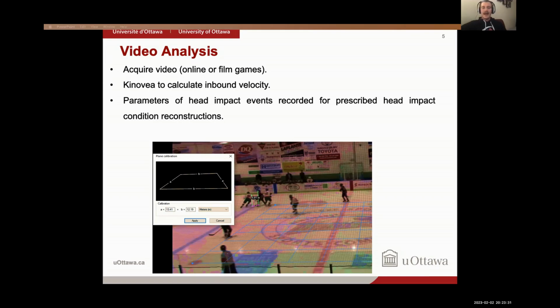And the parameters of the head impact are then recorded, and this allows us to do our prescribed head impact conditions. So the next slide is just an example of a couple head impacts.